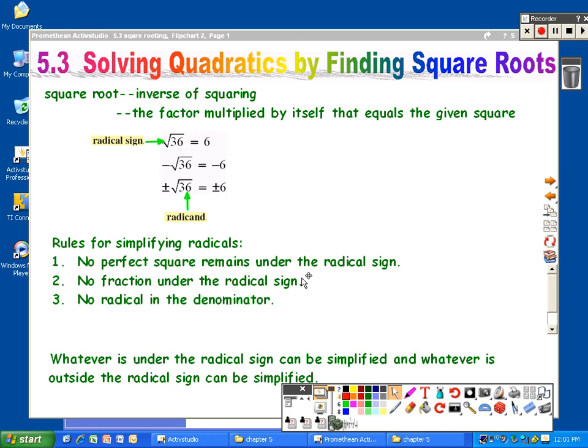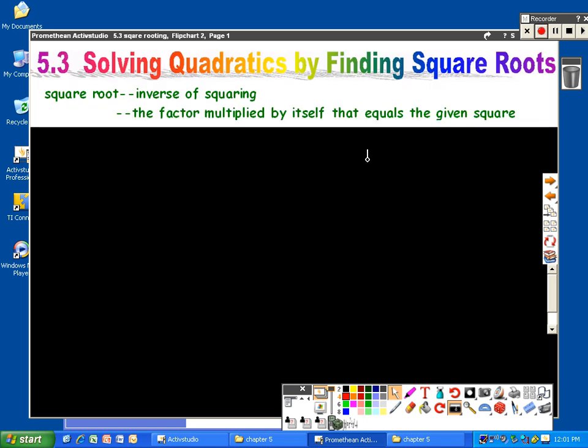Section 5.3 will deal with solving by using your square root function. So we need to review a few rules about square roots. First of all, to square root something means it's the inverse, the opposite of squaring something. It means it is the factor that multiplies by itself that will equal your given square.